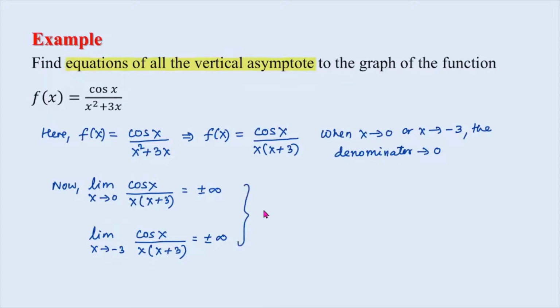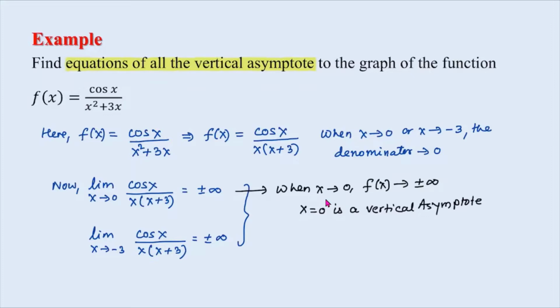Okay, so clearly, this is what we can say for the first one. Here we see when x approaches 0, f of x approaches infinity. Meaning of that is, only when this condition is true, we say that x equal to 0 is the vertical asymptote. So this implies x equal to 0 is a vertical asymptote. So that is one answer. We got the first answer, that is x equal to 0 is the vertical asymptote. That's the equation of the vertical asymptote.